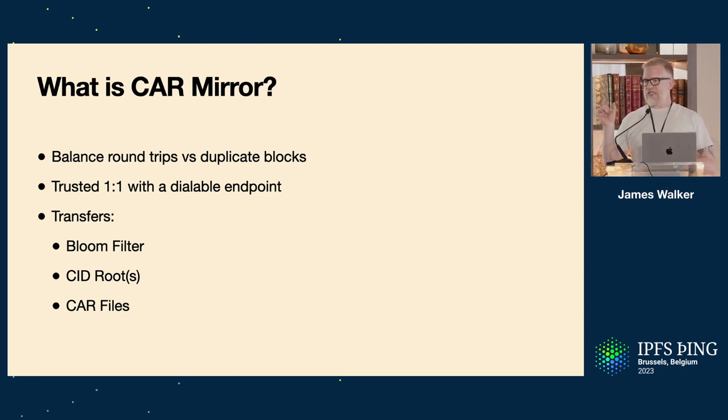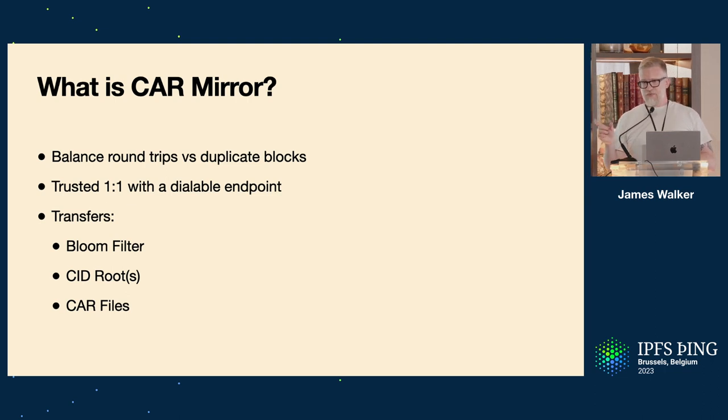So it's a small, concise representation of the things that we have. Now, it is probabilistic, so we can have false positives. The other side can say, oh, I think you have this, and we don't actually. So that's why the protocol works in rounds. We will send a Bloom filter and a CID root, or roots potentially, of the structure that we want, and then we will send or receive CAR files of the actual blocks.